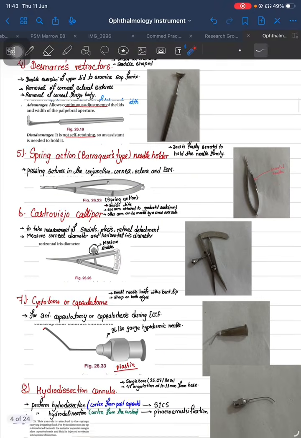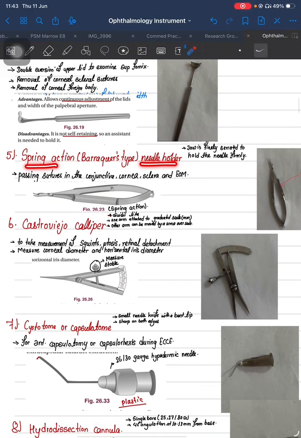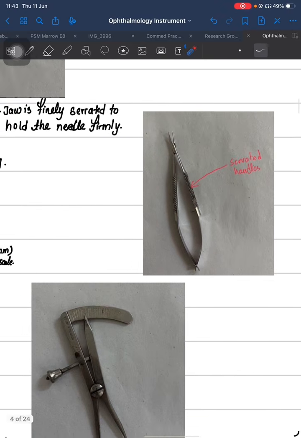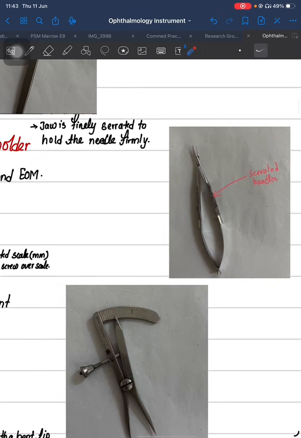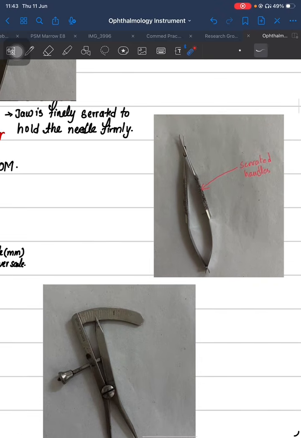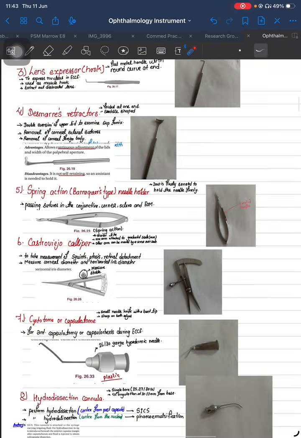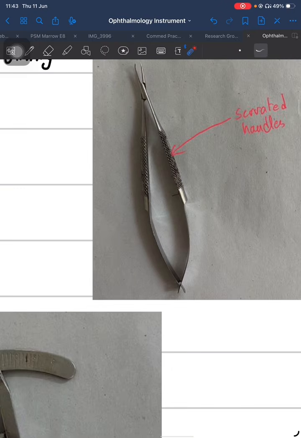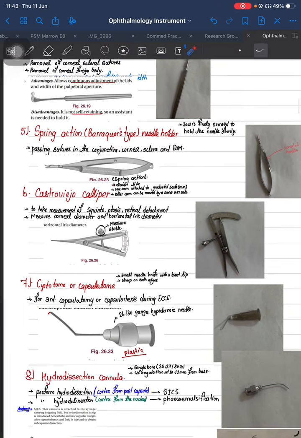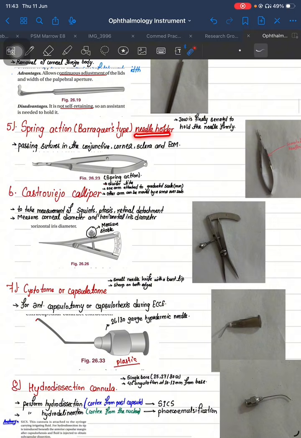Then next, talk about the spring action needle holder or Barraquer type needle holder. The picture represents the Barraquer type needle holder. Here the jaw is finely serrated to hold the needle firmly. Here we can see the serrated end. This represents the Barraquer needle holder. We can remember it from the serrated end. And what are the uses? As the name suggests, it is a needle holder. So it is used to pass the suture in the conjunctiva, cornea, sclera, and extraocular muscles.